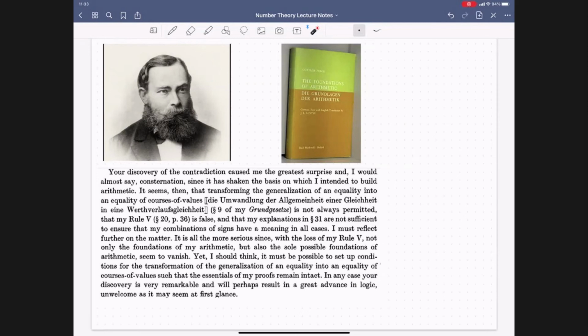But he, once recovered, responded graciously, and so he mentioned, "I must reflect further on the matter. It is all the more serious since, with the loss of my rule 5, not only the foundations of my arithmetic, but also the sole possible foundations of arithmetic seem to vanish. Yet I should think it must be possible to set up conditions for the transformation of the generalization of an equality into an equality of courses of values, such that the essentials of my proof remain intact. In any case, your discovery is very remarkable and will perhaps result in a great advance in logic, unwelcome as it may seem at first."